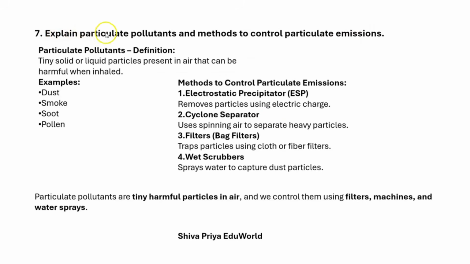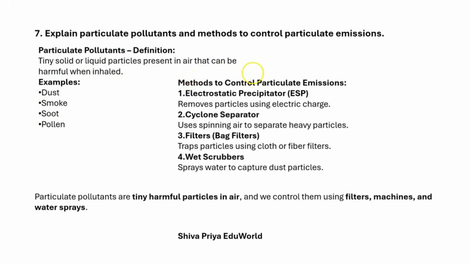And the seventh one is: explain particulate pollutants and methods to control particulate emission. Here, particulate pollutants are tiny solid or liquid particles present in the air that can be harmful when inhaled. I have already told you that. For example, dust, smoke, spores and pollen. These are all particulate pollutants.